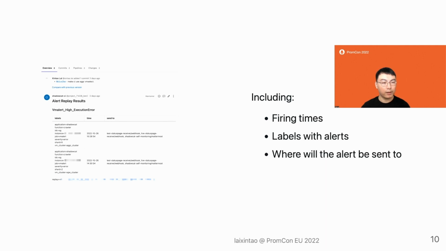The generated report is something like this. There are 3 columns in our implementation. The first column, sorry, the first column is the labels that come with the alerts. The second column is the firing times, when this alert should have been fired. And the third column is where this alert will be sent to. We get the third column information using Alertmanager.